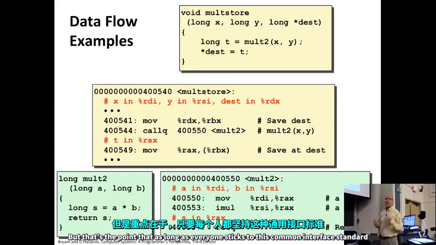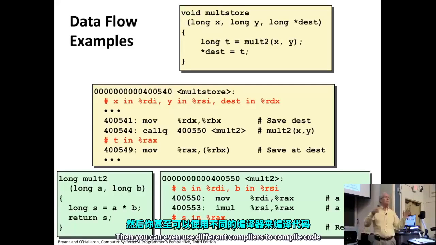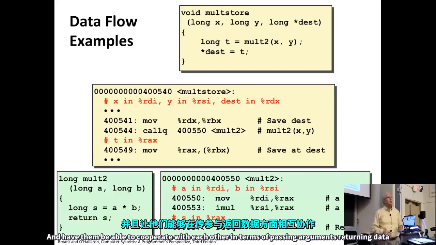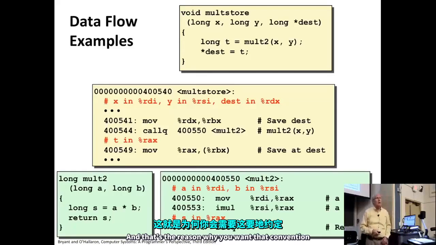But that's the point: as long as everyone sticks to this common interface standard, you can even use different compilers to compile code and have them be able to cooperate with each other in terms of passing arguments and returning data. And that's the reason why you want that convention.